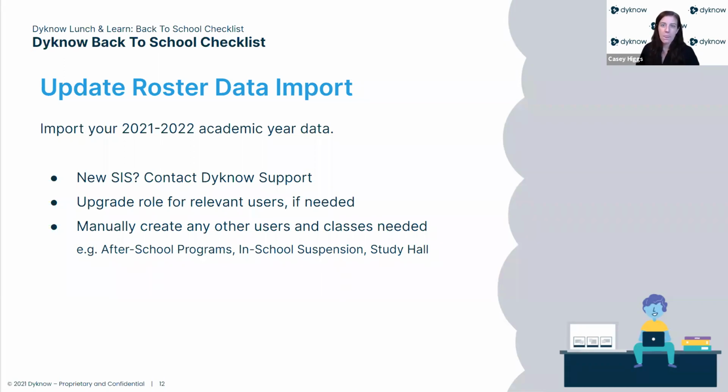Let me give you an example. You might want to manually create a class for in-school suspension, or maybe you create a few classes for study hall, after-school programs, et cetera, et cetera. And remember, though, you can assign as many teachers to a class as needed in Dyknow. All of the teachers that are assigned to a class can monitor that class at the same time. So maybe instead of creating 2 study hall classes, you would just create 1 and then assign both teachers to it.